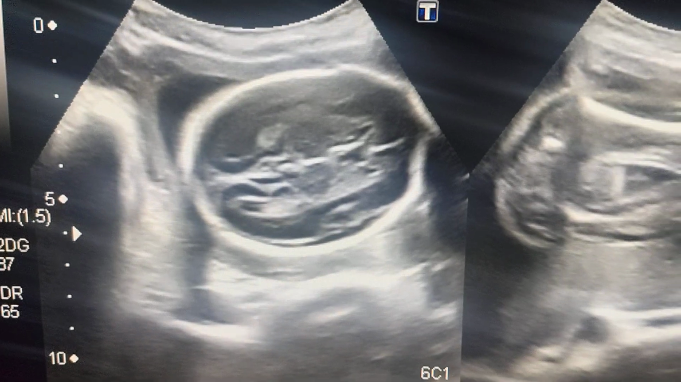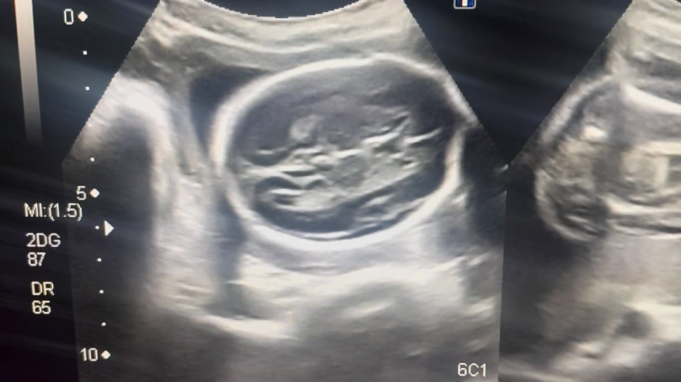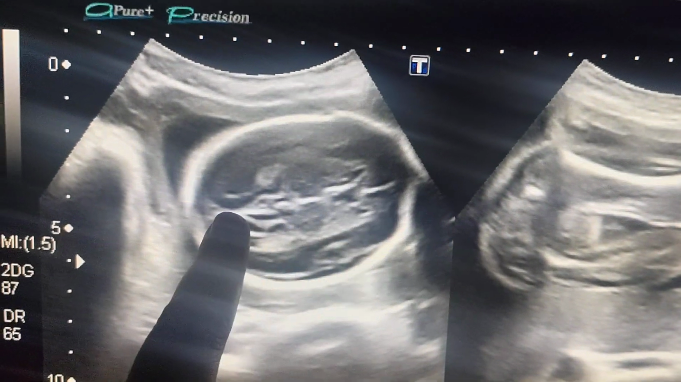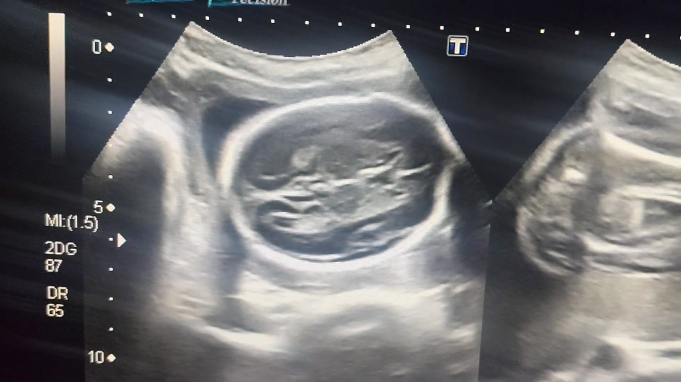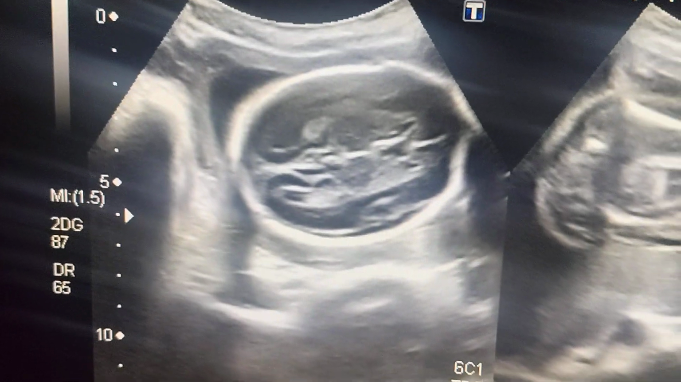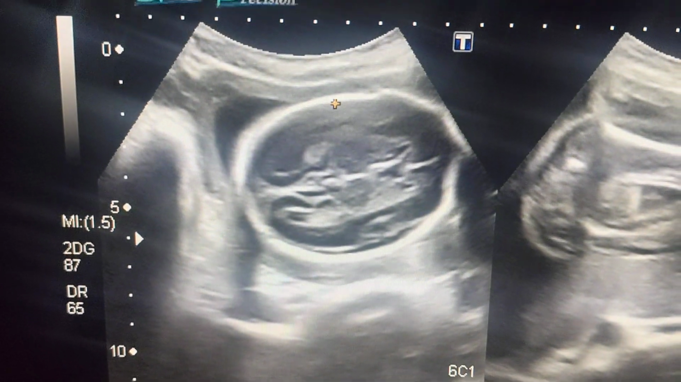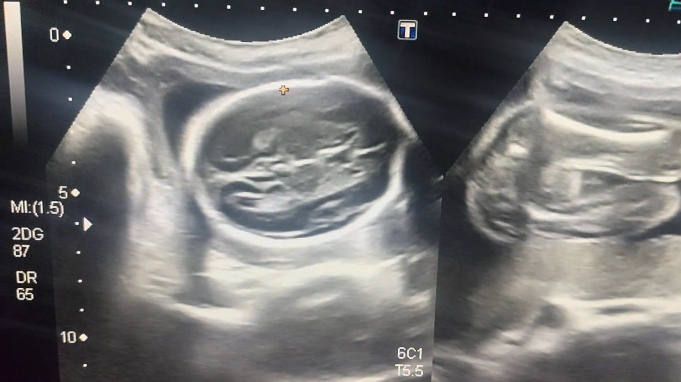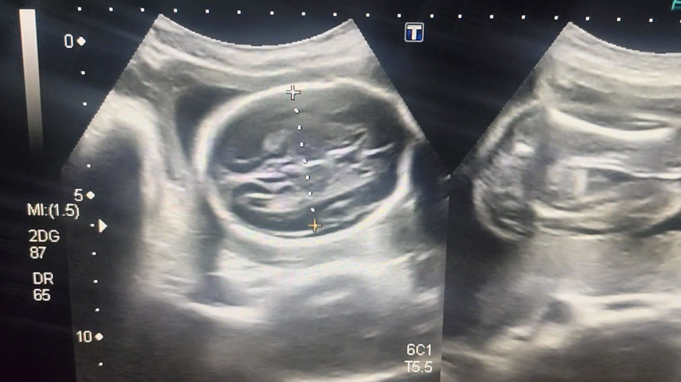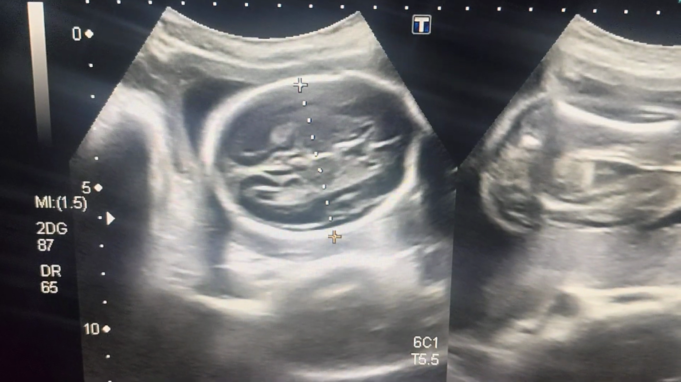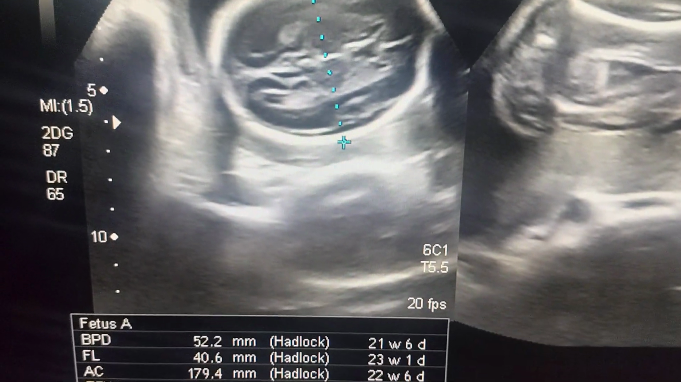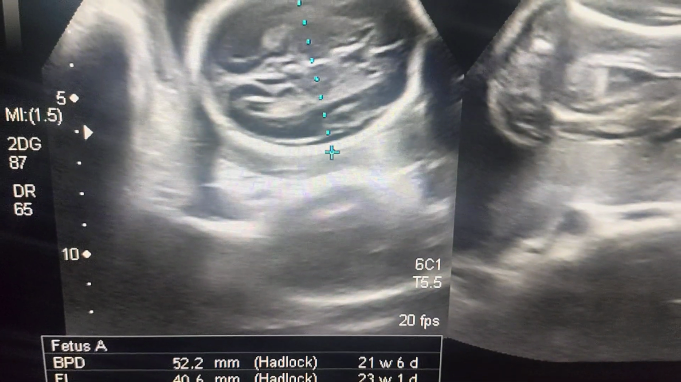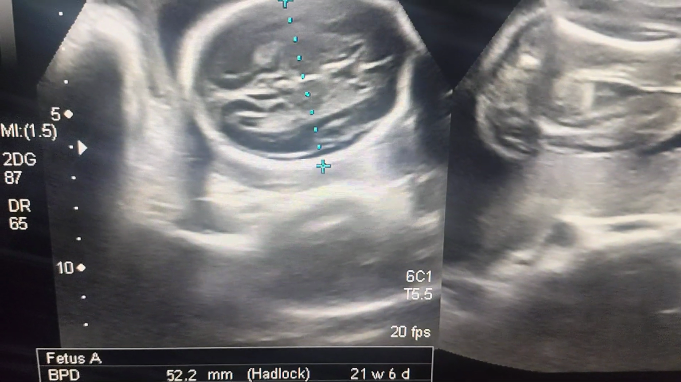We measure biparietal diameter when the fetal skull bones are symmetrical, falx cerebri should be centrally placed, and thalami should be on either symmetrical side. Now we are going to show you how to measure the biparietal diameter from the inner edge to outer or outer edge to inner. So the result came 52 mm, 21 weeks, 6 days.